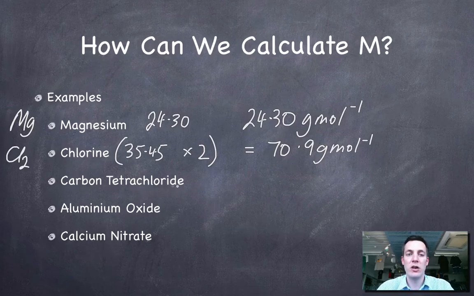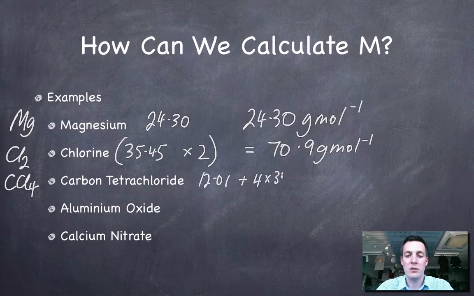Carbon tetrachloride, well, we've got to remember how to turn that name into a formula. If we can't do that, we're going to be completely stuck. So it's very important that we've mastered the basics. Anyway, there's the formula of it. So it's 12.01 for carbon, plus 4 times 35.45 for chlorine. If we add all those up, we get 153.81 grams per mole.